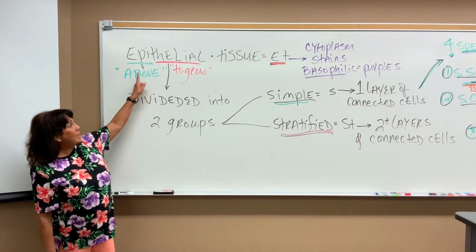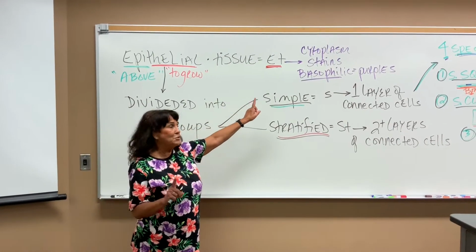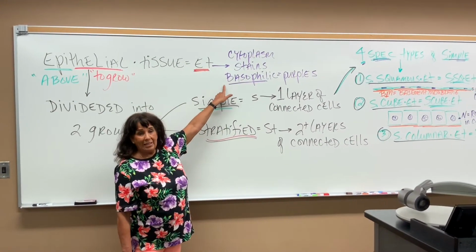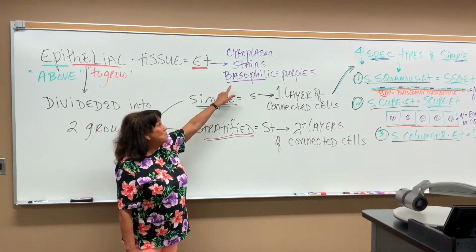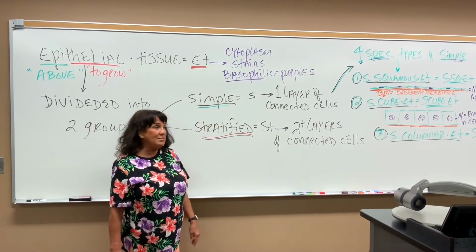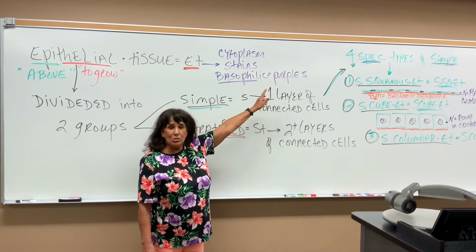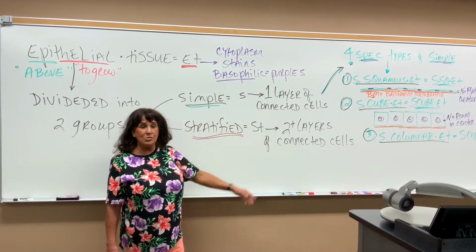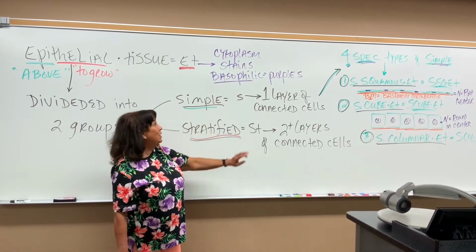So epithelial tissue, there's one thing you should know about it first. What color does it stain? So you can always identify it on slides. It stains basophilic. And basophilic means the cytoplasm is going to stain some shade of purple. Light purple, darker purple, it just depends. Reddish purple, but it's going to have a purple tinge to it, okay?